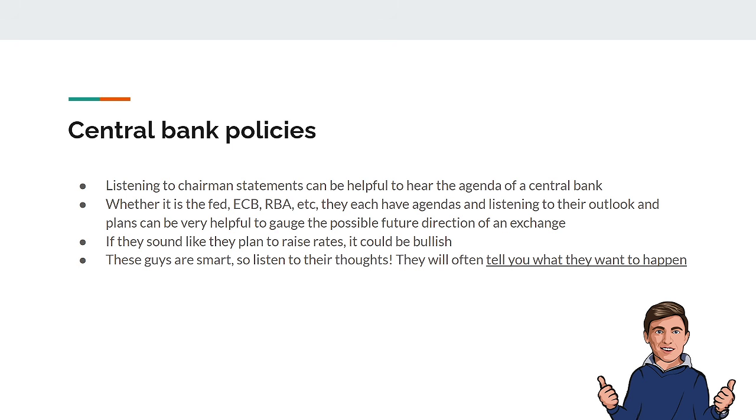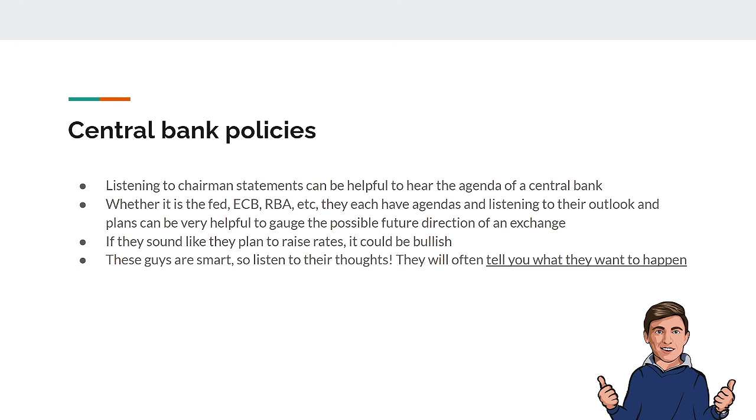But central bank policies. Now, this is the next one. So the central banks around the world, whether it's Australia, Europe, or the Fed from the US, they all have an agenda. They all have a target goal. Like I said, they want to be hitting that target inflation rate. They want to be raising rates if they need to, or cutting rates if they need to. And they all have a plan. And the cool thing is they actually make their plan directly available to us in the form of statements. They tell us what they want to happen so that it can help actually make it happen, right?